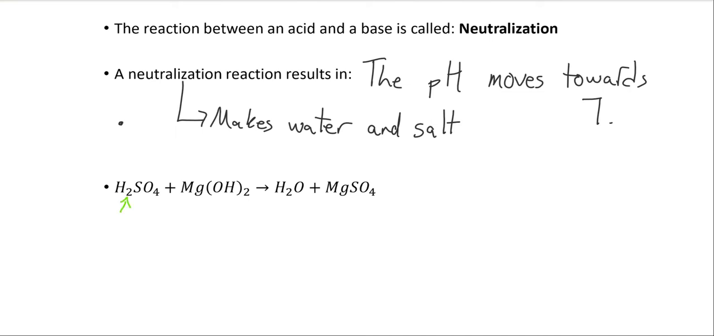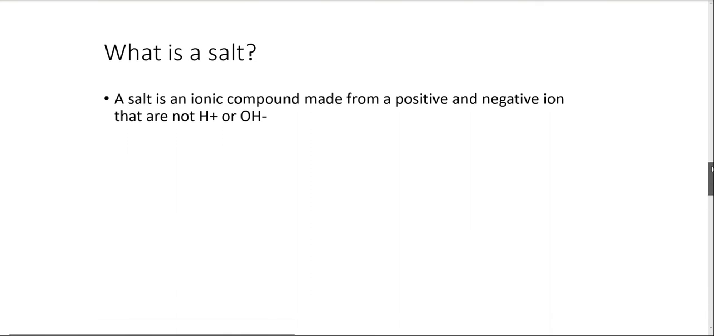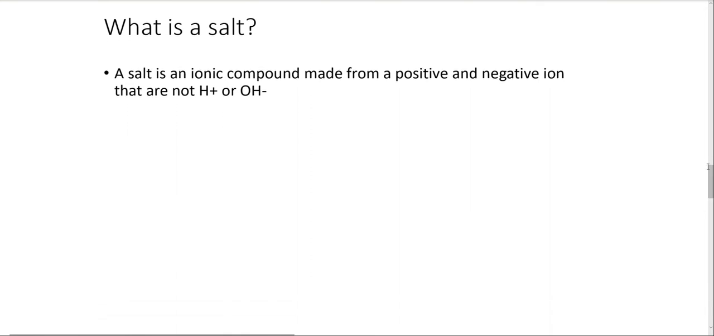So what we have here is we have an acid plus a base is going to make water and salt. So what is a salt? Well, salt is any ionic compound that's made from a positive and negative ion that's not H plus or OH minus. There are a couple other exceptions, but for the most part, we're looking at almost all ionic compounds are salts. So, and salts can have a variety of different features.